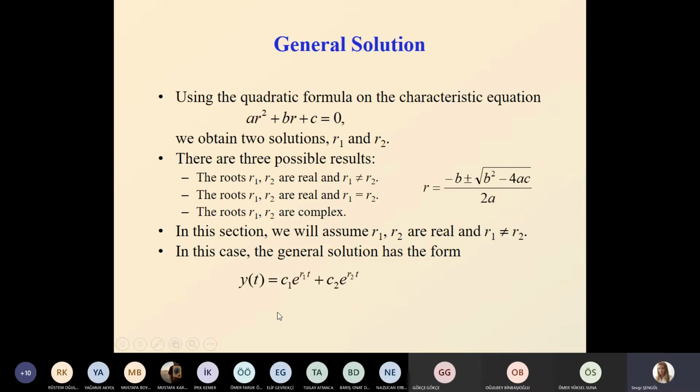Okay? And in this part, let's start with the first choice: if you have two different roots. If you have two different roots, your general solution will be in that way. The linear combination of these exponential solutions, C1 e to the r1 t plus C2 e to the r2 t. And this is coming from the superposition principle, and I will talk about it a little bit later.